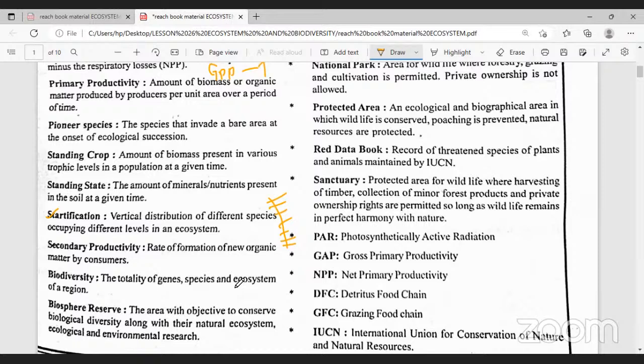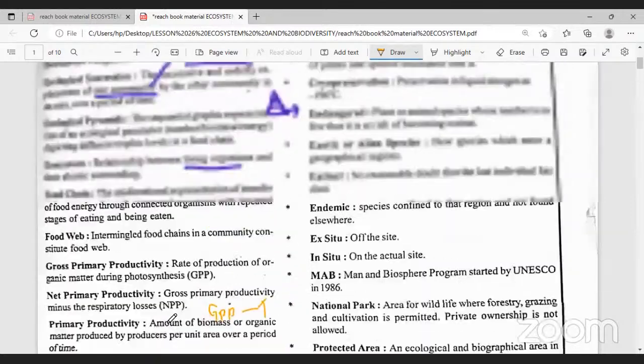Likewise, in the desert, you know about cactus, opuntia, and also snakes, kangaroo rat, and others. They are all named xerophytic plants. Another one is biosphere reserves, the area with the objective to conserve the biological diversity along with their natural ecosystem, ecological and environmental research. Biosphere reserve, no need that much. Anyway, next.